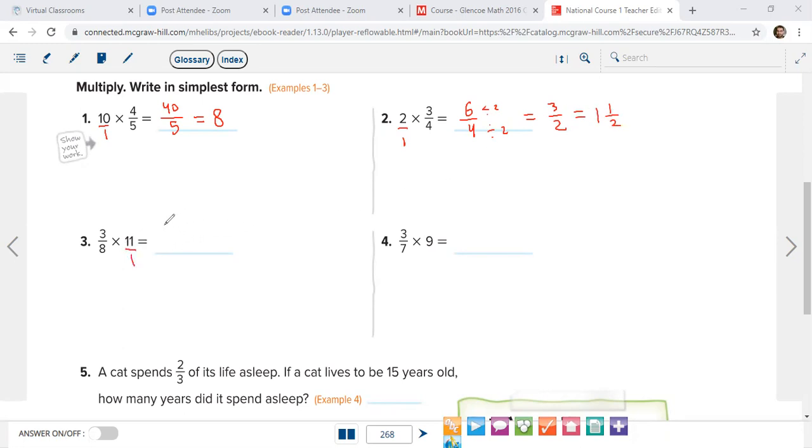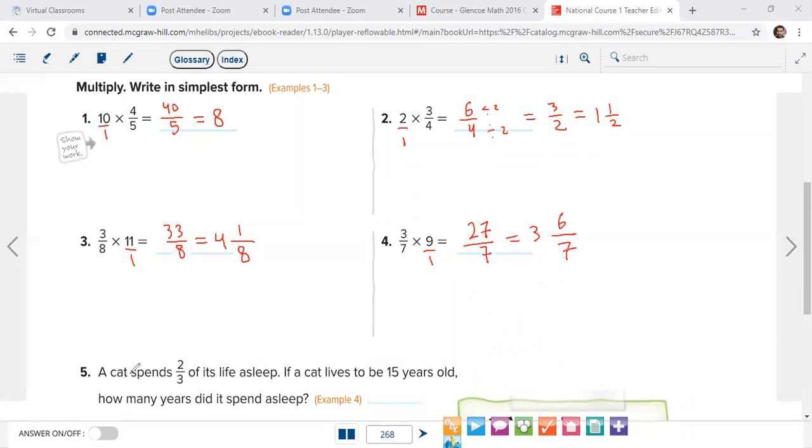11 over 1 will give you 33 over 8, and 33 contains 4 eights because 4 times 8 is 32, so remainder 1 over the same 8, don't forget. 3 times 9 is 27, 27 over 7. So 27 over 7, 27 contains how many 7s? It contains 3 because 3 times 7 is 21. Now the remainder is 6 over the same 7.